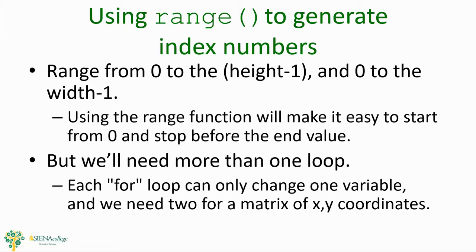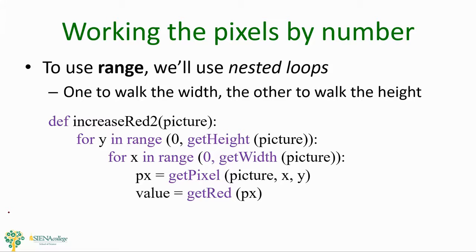We can use the range function to generate our index numbers. Now, if you remember, range goes from 0 to whatever number we give it less 1. And we want the height to be 1 less. So that works out nicely. We'll have nested loops. One loop for the x-coordinate and one loop for the y-coordinate. To do this, we'll use a pair of ranges in nested loops. We're going to use the outer loop to get the height, and the inner loop to do the width.